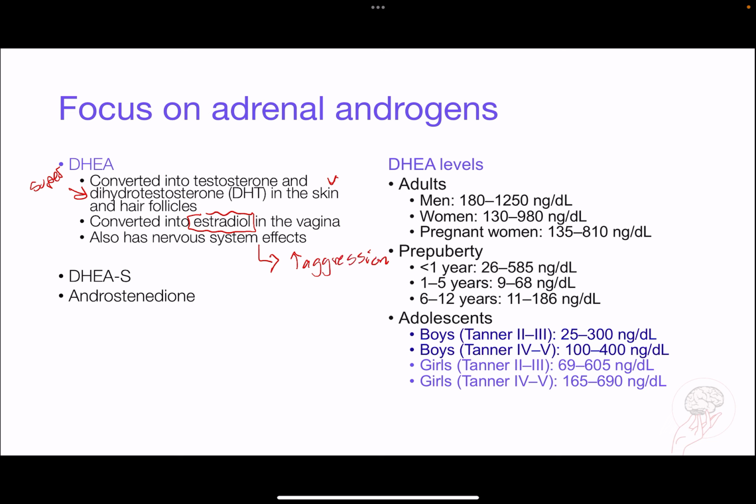And so here, you don't need to know these levels, but what I want you to notice are the levels from pre-puberty through adolescence and the pubertal stages. So we see that they go from either 11 to maybe under 200 in pre-puberty, all the way to 400 during late puberty. So that's a 400% increase. And similarly, they can reach very high levels in girls as well, even as high as 700.